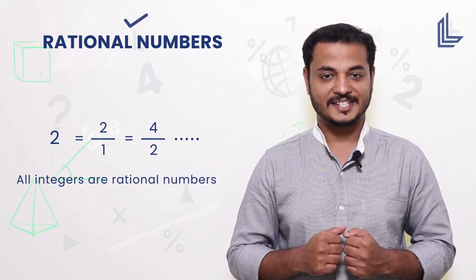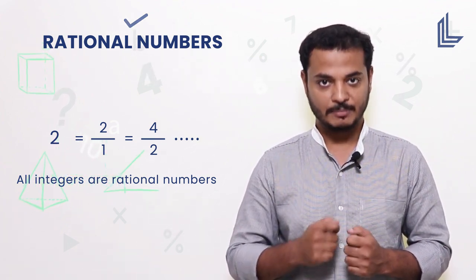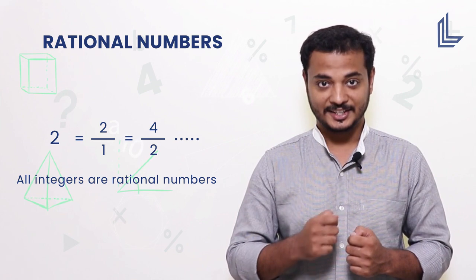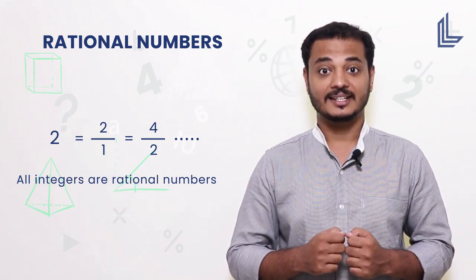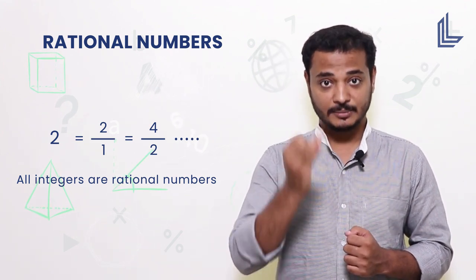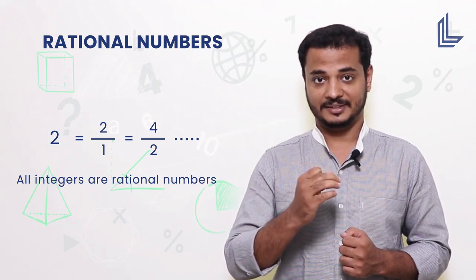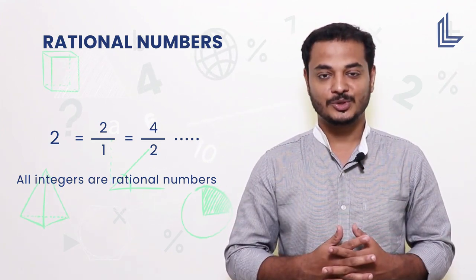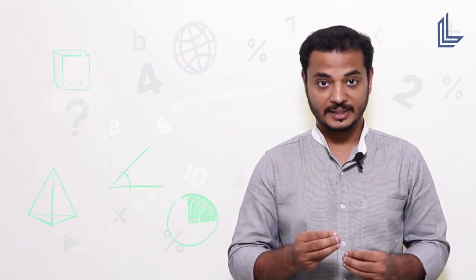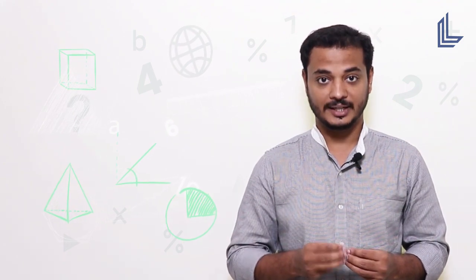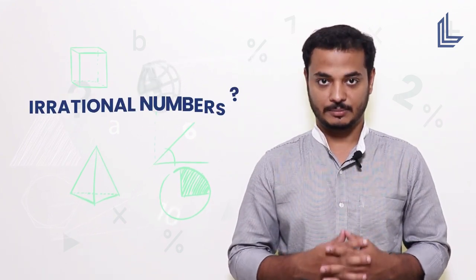Let's quickly sum up what we just discussed. Any number that could be expressed in the form of P by Q, where P and Q are integers and Q not equal to 0, is a rational number. This includes integers, terminating decimals, and non-terminating decimals with a definite pattern. That's all you need to know to identify a rational number. We will discuss why some decimals terminate and why some decimals do not terminate in a while. But before we discuss that, let's discuss what irrational numbers are.